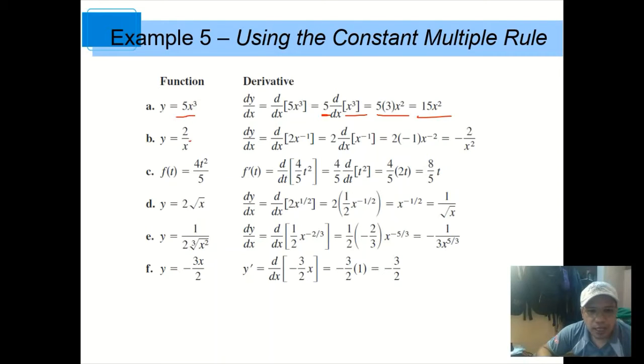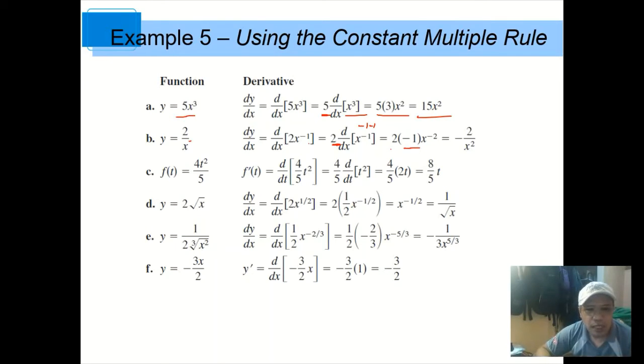So, 2 over x, rewrite. 2x raised to negative 1, then labas si 2. Derivative of x raised to negative 1 is 2 times negative 1 times x raised to negative 2, since negative 1 minus 1 is negative 2. So, final form, negative 2 over x squared.